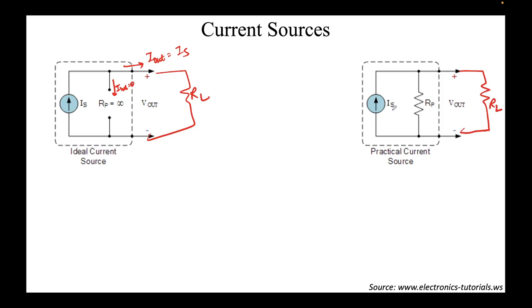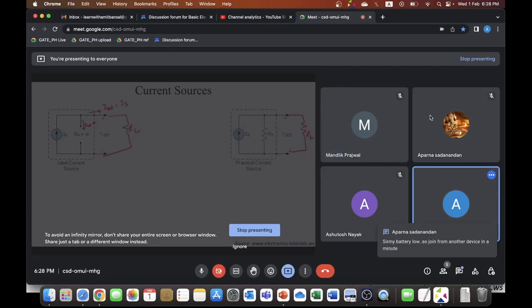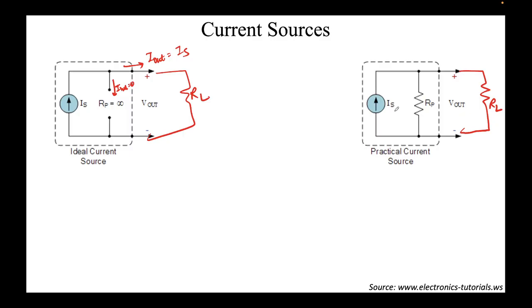So again, the practical current source promises to supply IS. But you see there's a resistor here also, RP, the shunt resistance. So some current will flow here. Let's call this again I internal, and let's call this current I out.